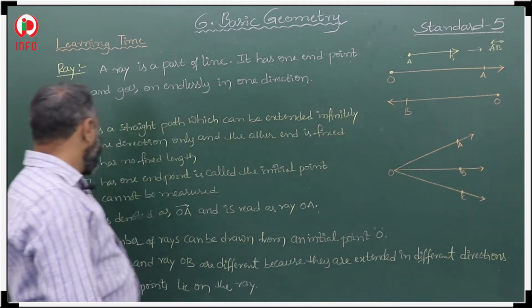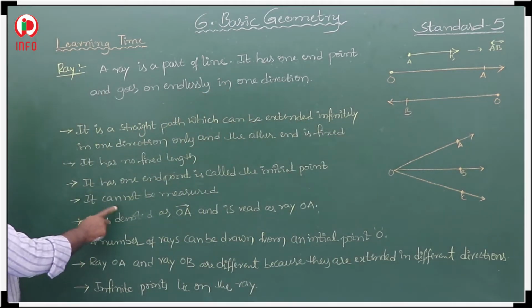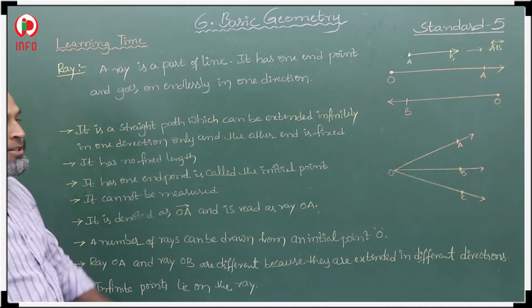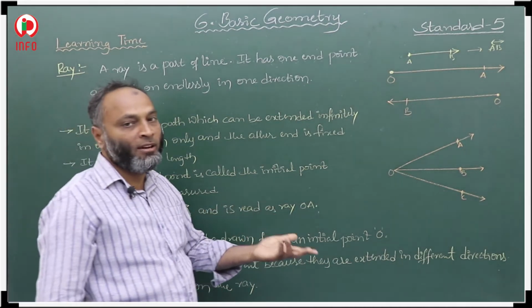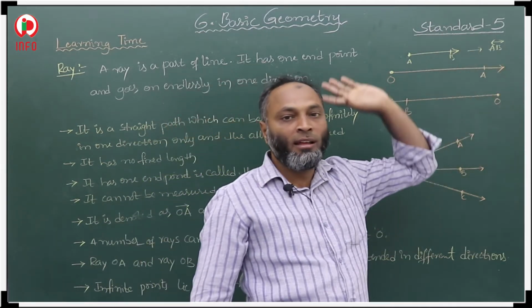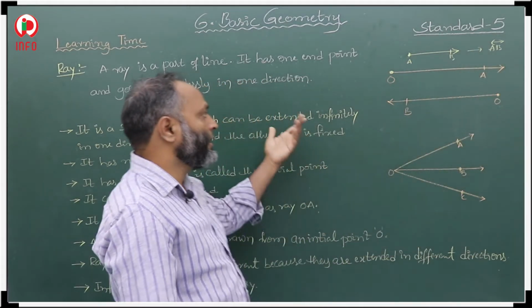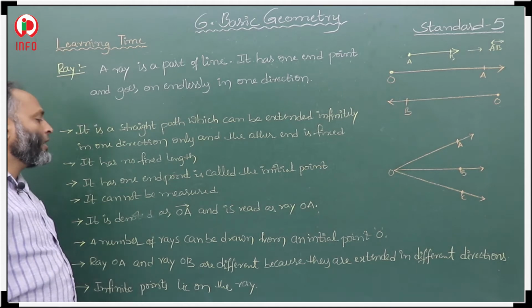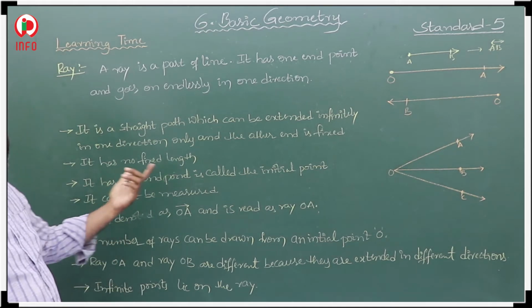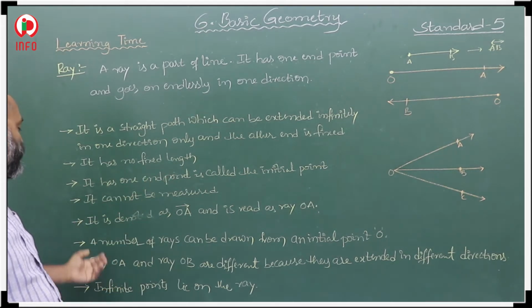Okay. Next, it cannot be measured. Why can it not be measured? Because we cannot calculate the length of the ray. It extends infinitely in one direction. So the length is not a fixed length. That is why we cannot measure. We are not able to measure the length of rays.